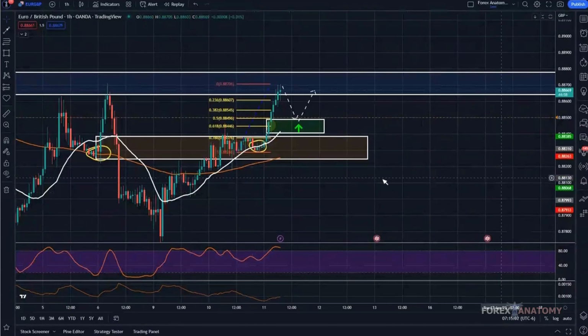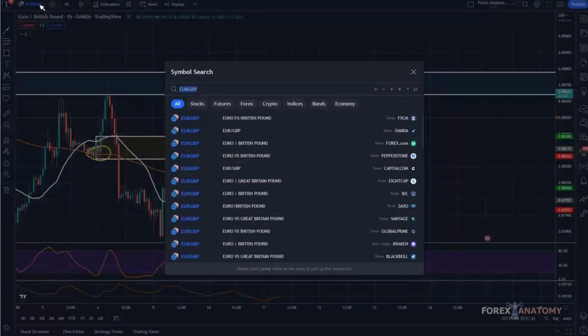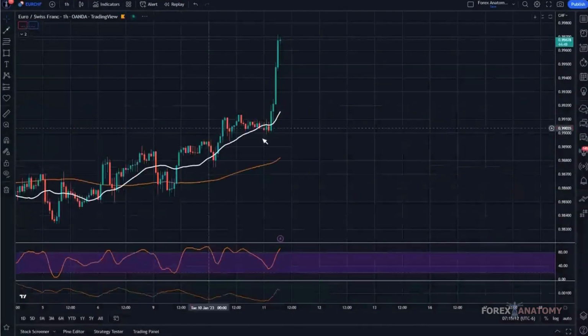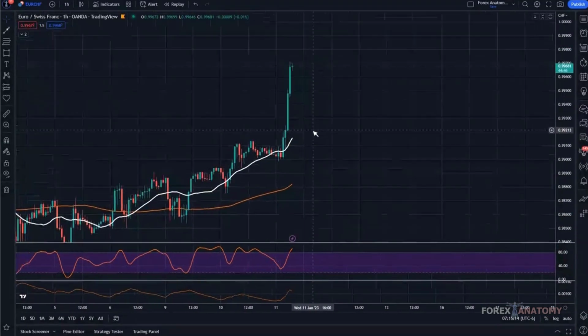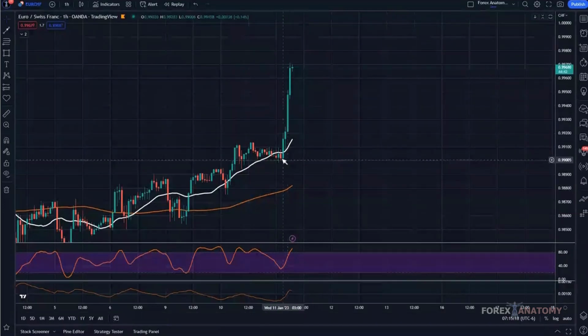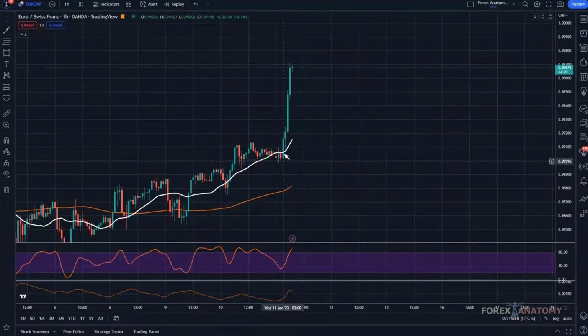pair that we don't usually talk about that much, but I want to talk about it today because of this huge momentum to the upside. The euro Swiss franc. All right, so right now we're looking at the euro Swiss franc. We're currently looking at the 1 hour chart, and we can clearly see that this has strong volume candles to the upside. Strong volume candles.